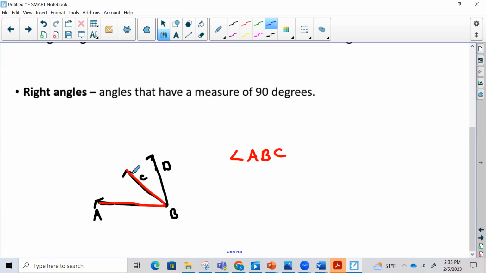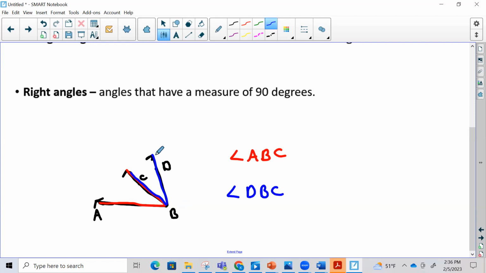If I wanted to do this blue angle here, I would say the angle. And again, I can't just say B, I have to pick 3 letters. So I could either start with C or D, it doesn't matter. So let's say I start with D. Then I go to the vertex of the angle, which is B. And then I go to a point on the other ray, which is C. Okay, and that's this angle that I outlined in blue.